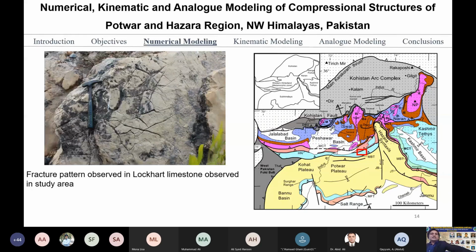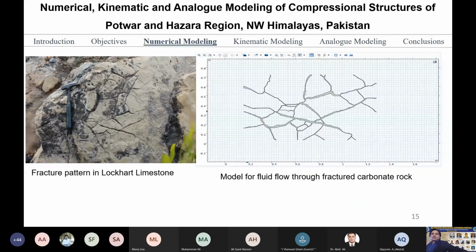As you can see on the left side, there is the Lockhart limestone, and the fracture pattern can be observed in that figure. So I used a COMSOL model, and I made the geometry of these fractures. The main purpose is to find the flow of fluid. If we pass a fluid through this type of geometry, what will be the result?